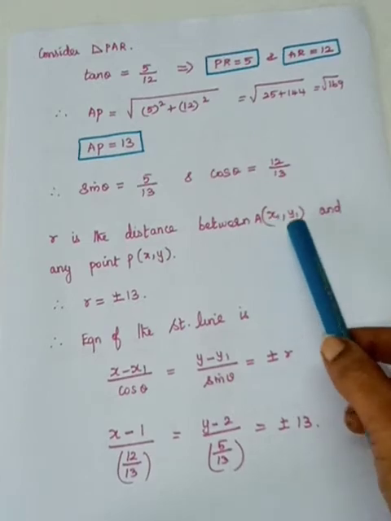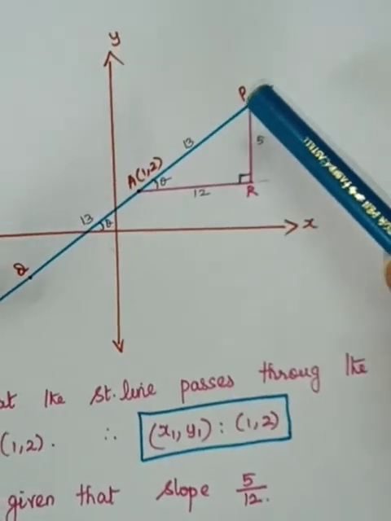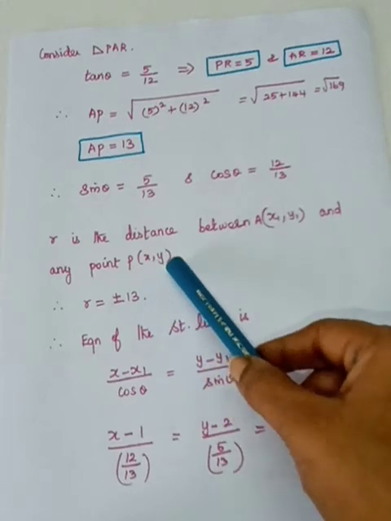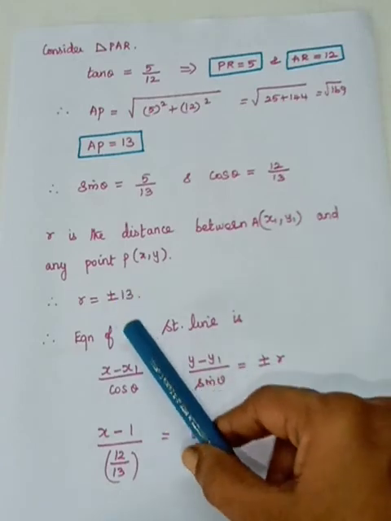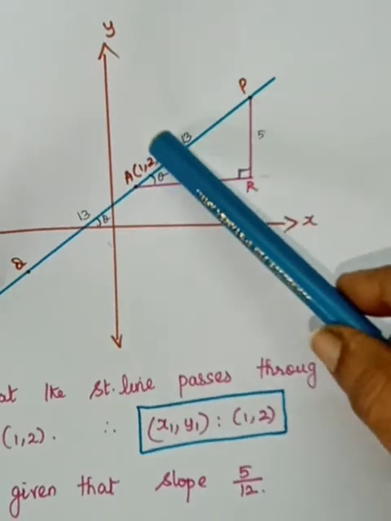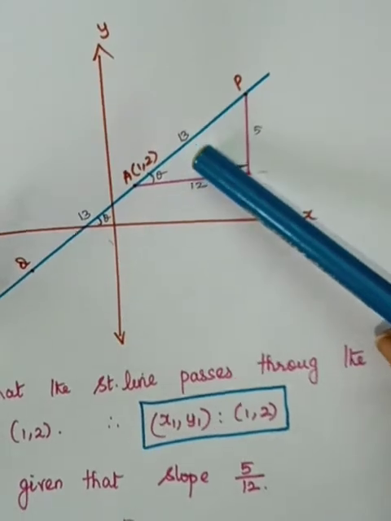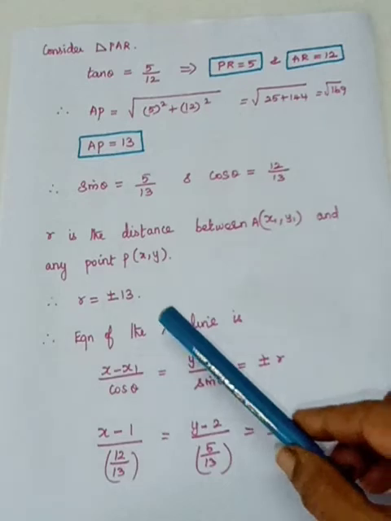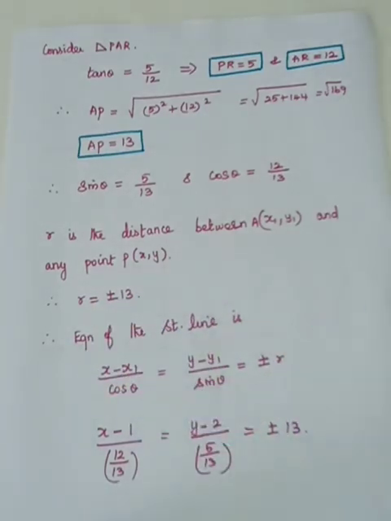So A of x1 comma y1, that is the given point. Here the given point is 1 comma 2, and this point P of x comma y, we have to find it, and the fixed distance is 13. Distance cannot be negative, but here r is a distance from these 2 points. So on one side of the point the distance is positive, for the other side the distance is negative. So that's why I have written r is equal to plus or minus 13. So I am going to use this straight line form.